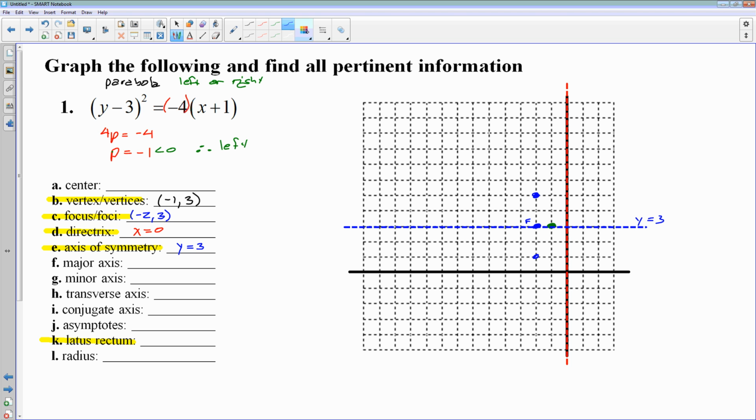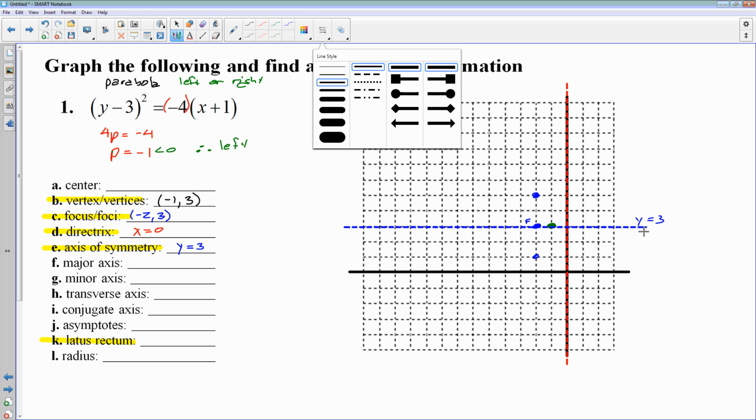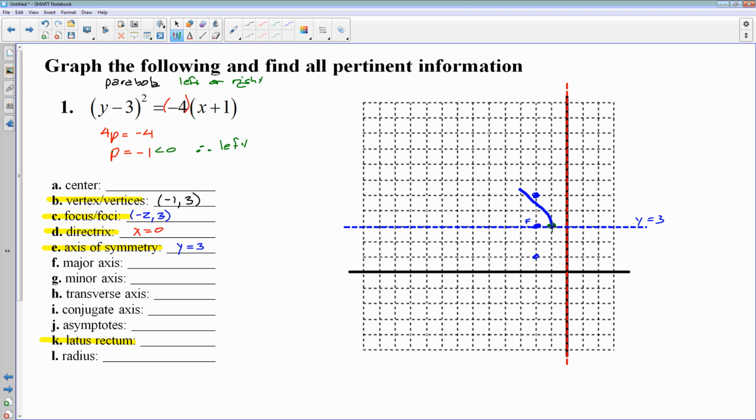Okay. That's the width of my parabola. And then I can get a really accurate graph of the parabola because I know it goes through this vertex, and it's, whoa, that was really bad. We'll pretend that didn't happen. It's this wide. It looks something like this.